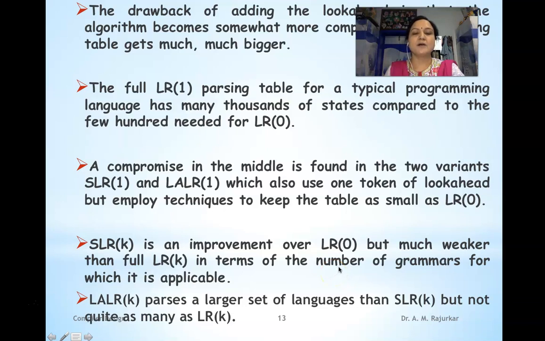So normally the number of grammars that can be parsed by LR1 is the highest, the second is LALR1, and the third is LR0. The reason is that LR0 is the weakest parser. So LALR(k) parses a larger set of languages than SLR(k) but not quite as many as LR(k).